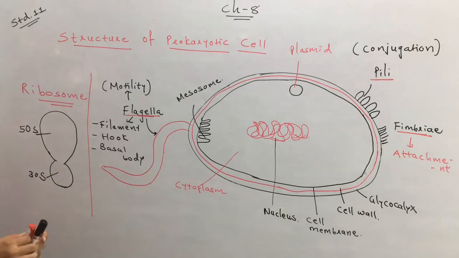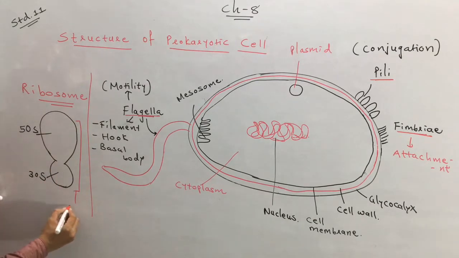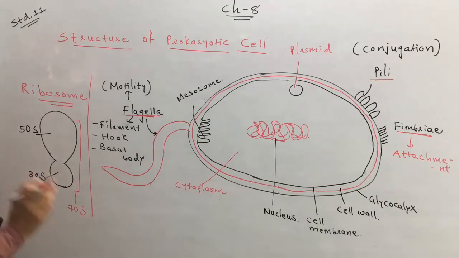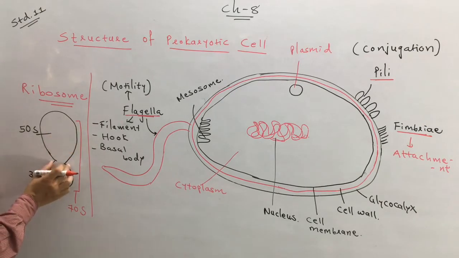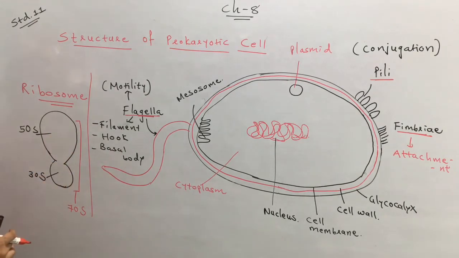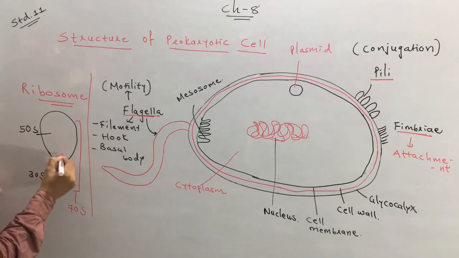Both subunits join together and form a total size. The total size is 50 plus 30, which would be 80, but here the size is 70 S. Why 70? Because when these two subunits attach, some portion gets reduced, so the size gets reduced, hence the size is 70 S.